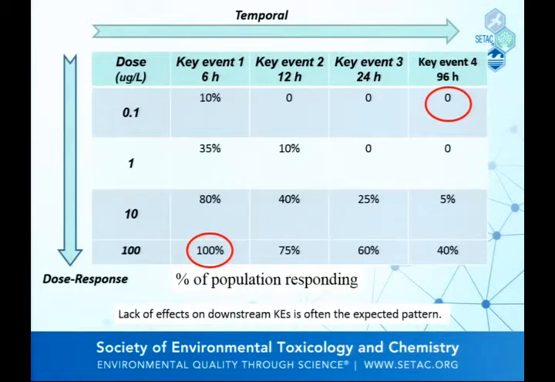And just a note here that the lack of effects on a downstream key event, even though you've seen something upstream, is not an indication that your AOP is not valid. It's just simply the expected pattern according to this temporal concordance. So you've got to push the system fairly hard to get it to go all the way to the final failure. Again, the idea is that each key event is essential but not necessarily sufficient. Just because we cause a change in that first key event doesn't mean all the dominoes are going to fall. We have to hit that event hard enough to make the rest of the dominoes fall. Okay?